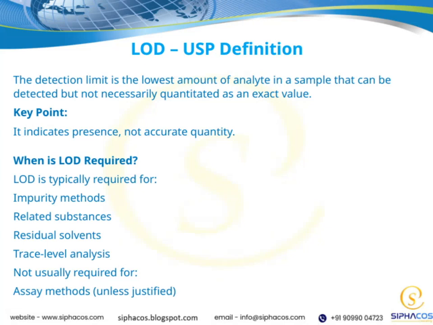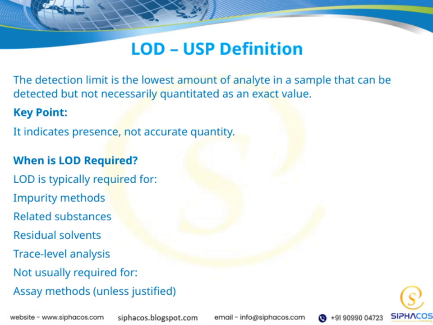Let's take a moment to understand the detection limit, or LOD. Essentially, the LOD is the smallest amount of analyte in a sample that we can detect. Now, it's important to note that detecting something doesn't mean we can accurately measure how much of it is there. It just tells us whether it's present or not. So the key point here is that LOD indicates presence, not an exact quantity.